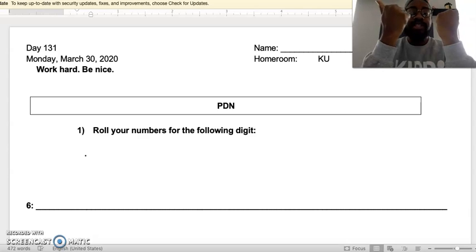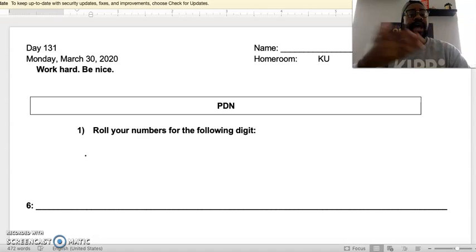Here we go. 6, 12, 18, 24, 30, 36. And the spider says 42, 48, 54, 60. 66, 72. How do you do?